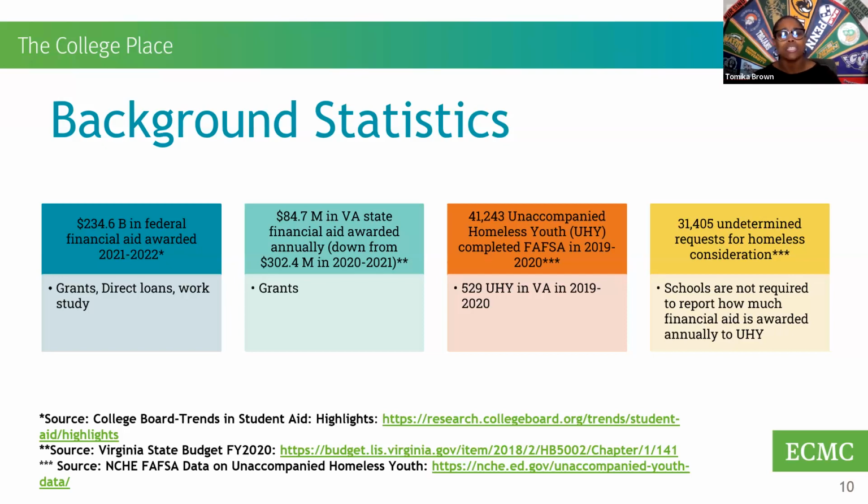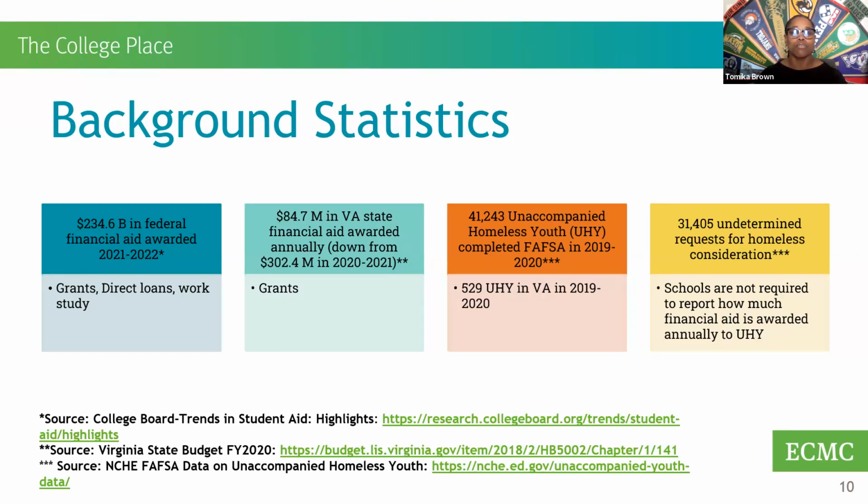Specifically, 34,000 students who completed the FAFSA requested homeless consideration, yet their applications stayed outstanding. They were never given the designation. They remained undetermined; their request was never given an answer.